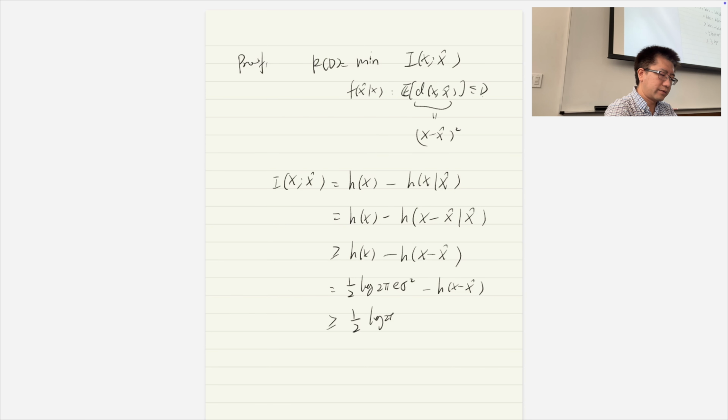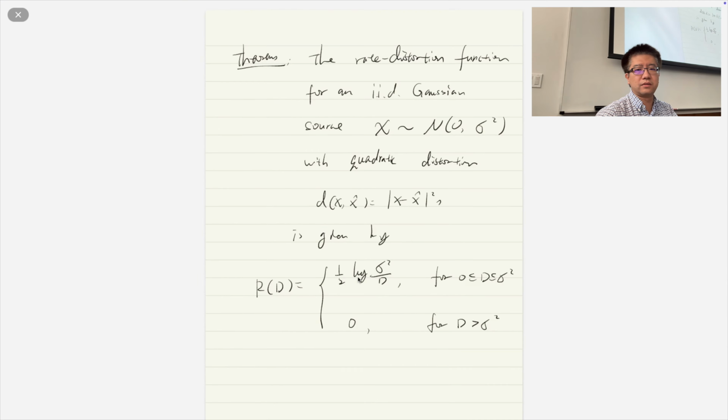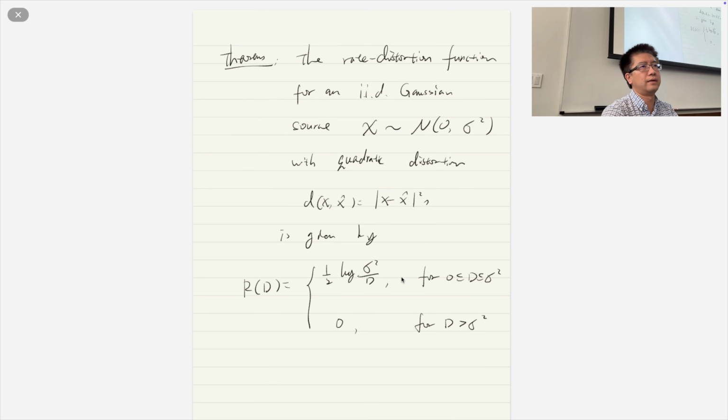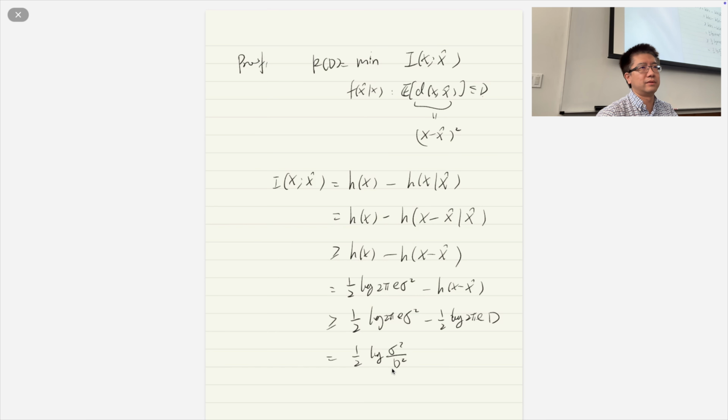Right? Fix the variance, what distribution maximizes the differential entropy? Gaussian. Yeah, Gaussian, right? We just let this be a Gaussian, and then we can have 2 pi e d, okay? And then that equals basically sigma squared d squared, okay? And if we see this, it's exactly the same, okay? So it basically means that this is achievable, right?